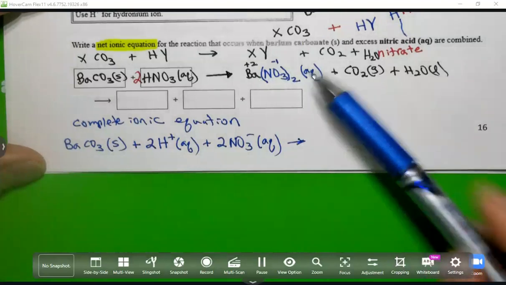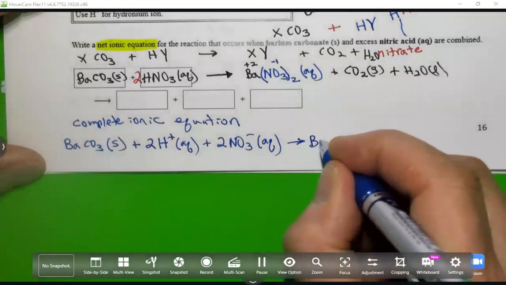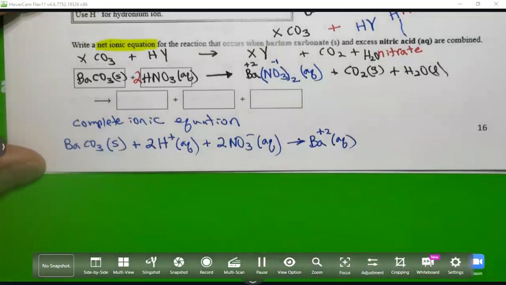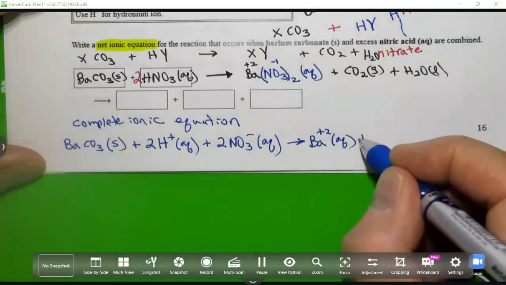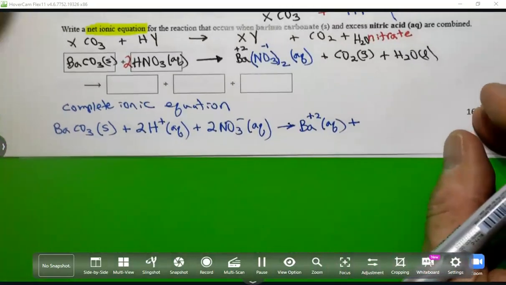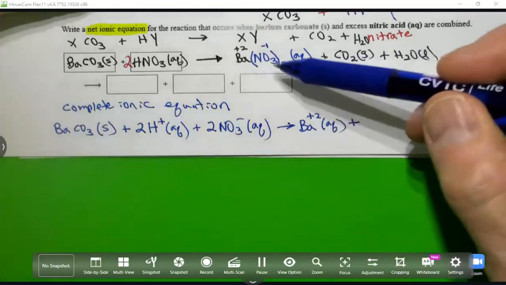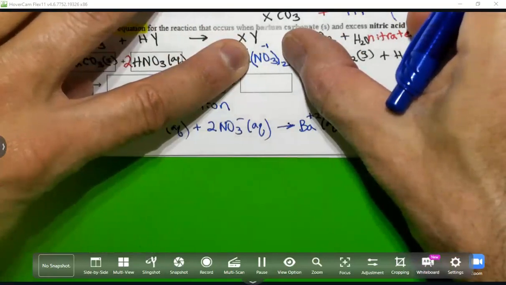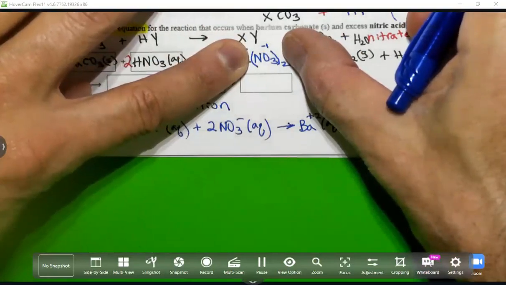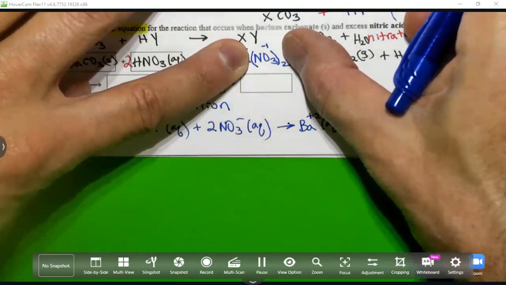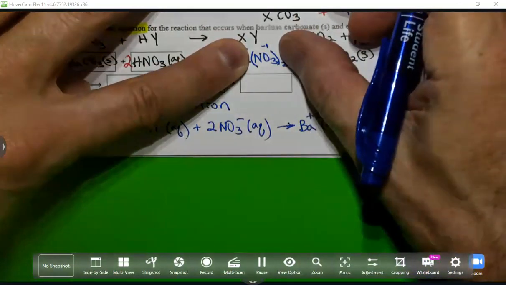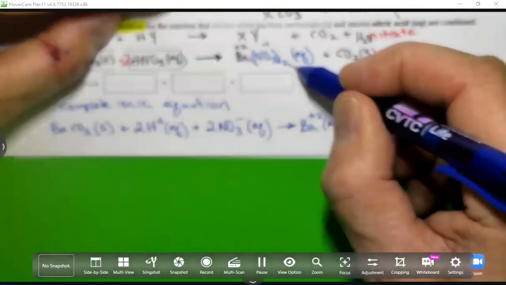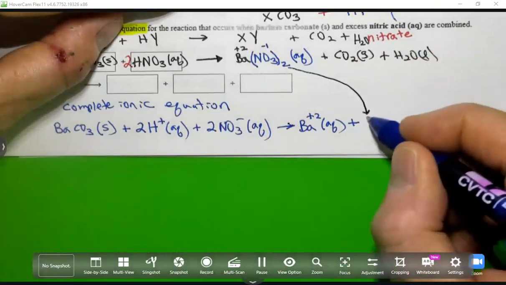Barium nitrate is aqueous, so we're going to get Ba plus 2 aqueous plus, and here's where I see things go awry for lab. Students want to keep this together. There's no such thing as an NO3 2 ion. If you're not sure what these things do when they split up, it should match what's on your pink sheet. If you look under the ends, you are going to see NO3 minus. So you're going to get 2 nitrates.